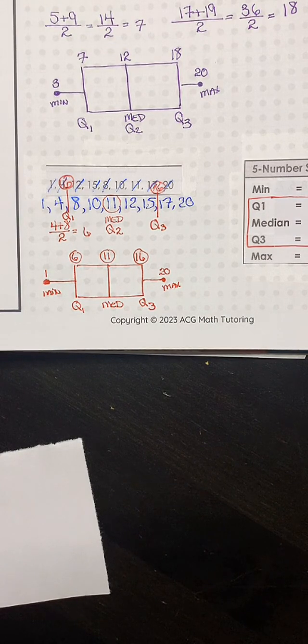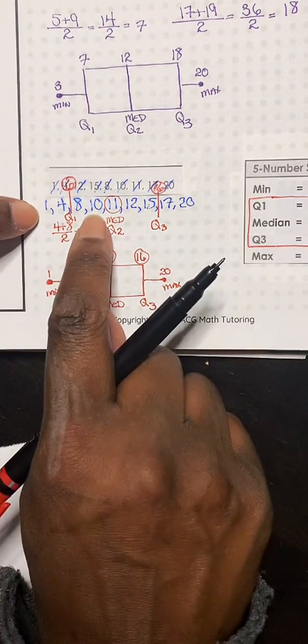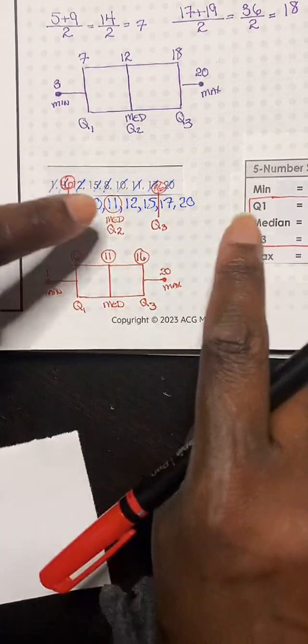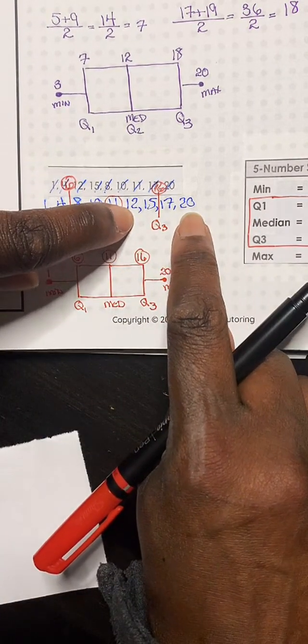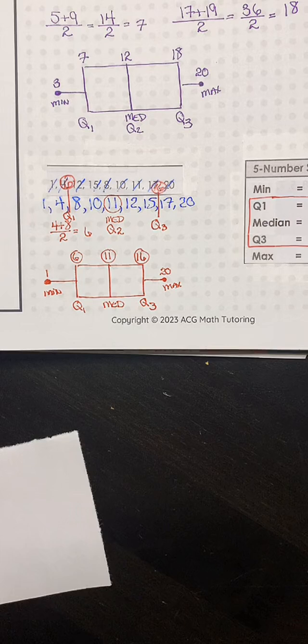So it's like you're finding the median 3 times. You're finding the median of all the data, then you find the median of the lower quartile, then you find the median of the upper quartile to find your Q1 and your Q3.